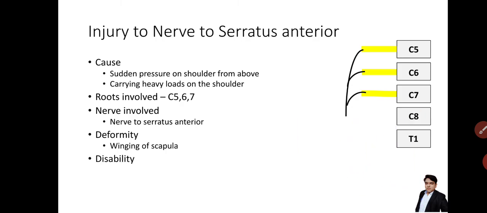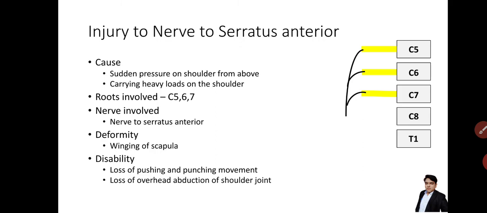And disability: the patient is unable to perform pushing and punching movements, and there is loss of overhead abduction of the shoulder joint. Abduction of the shoulder above 90 degrees is not possible in case of injury to the nerve to serratus anterior.